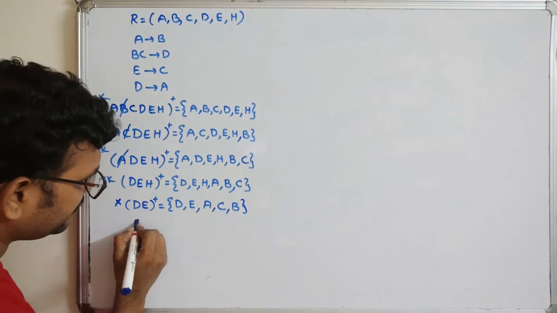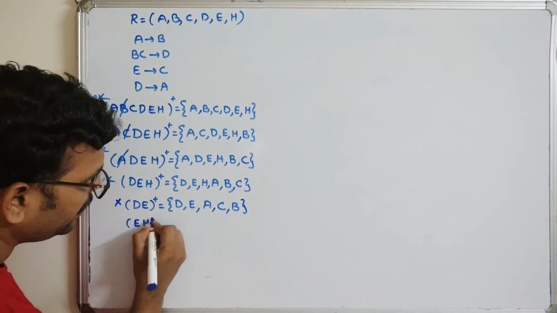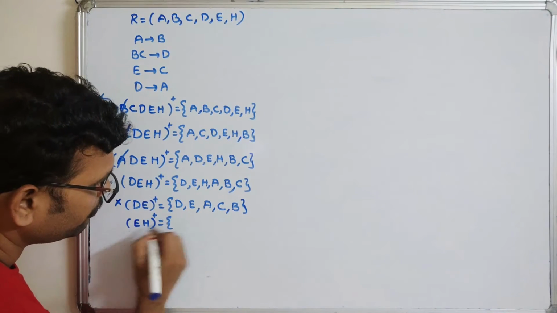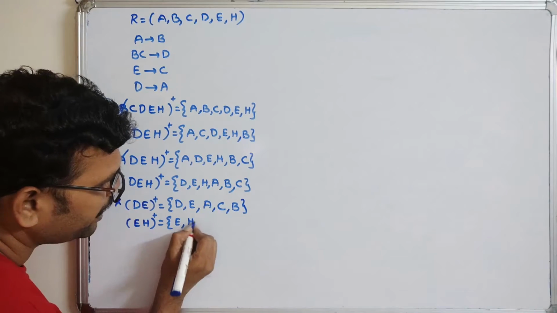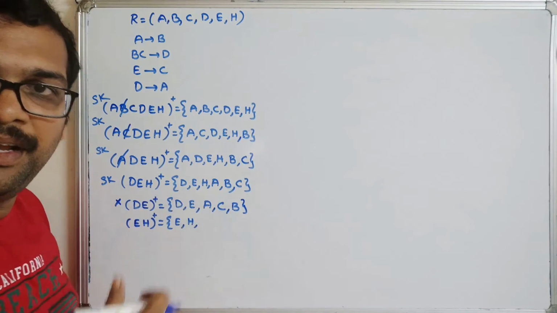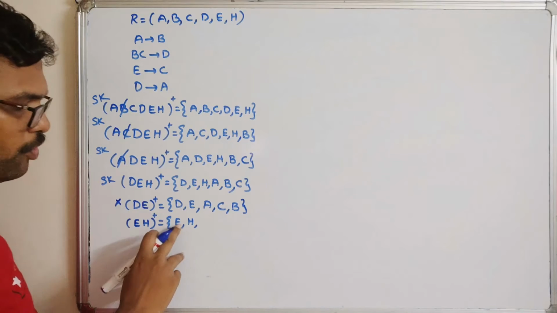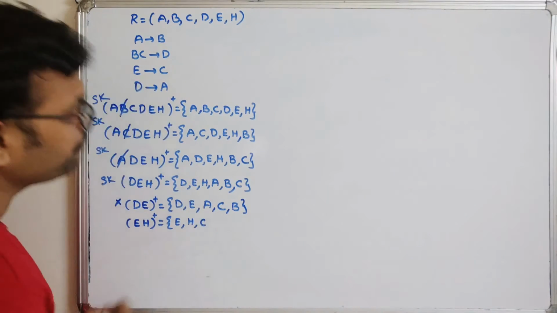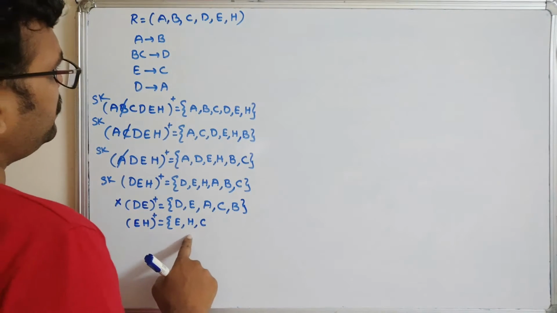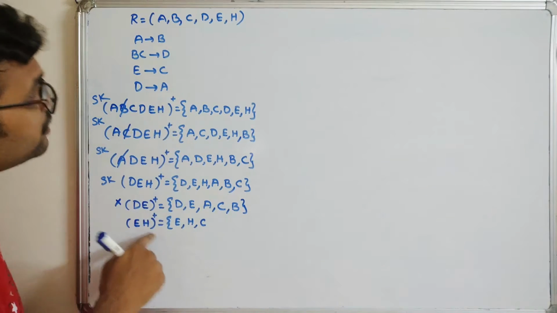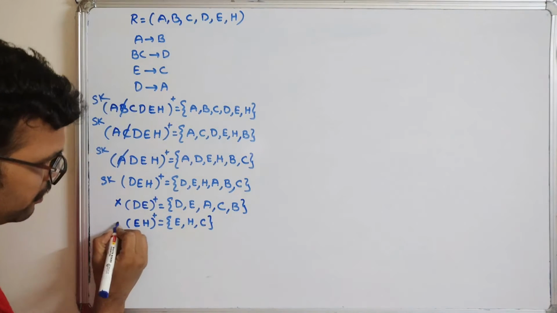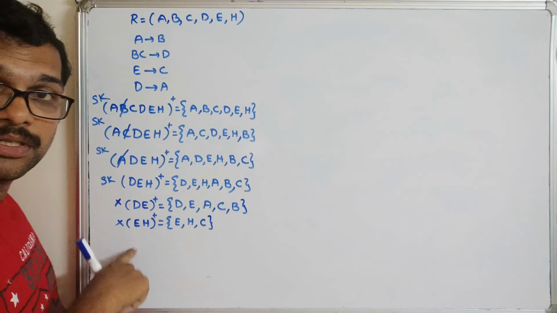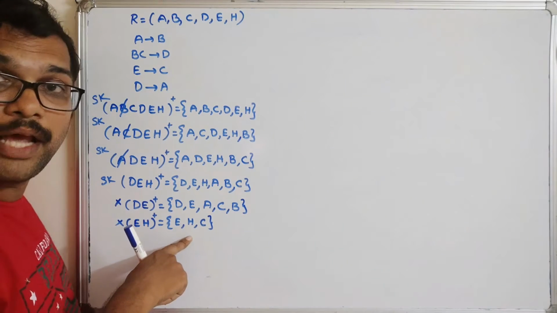Next, EH. We can determine E, H. From E, we can determine E, H, and if you know E, we can get C. If you know H, no other combination, right? So only the three. This is also not a super key because this closure doesn't determine all the attributes.